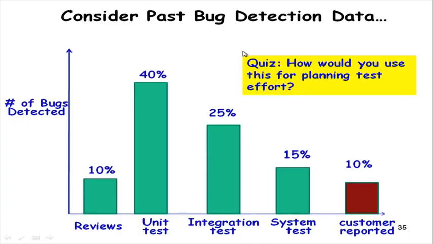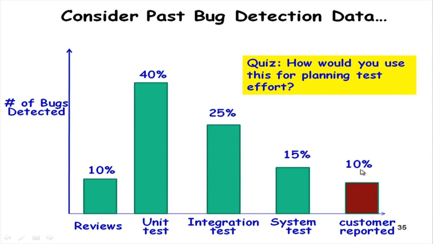Now, based on that, let me just ask this question: our past data indicates that reviews detect about 10% of the existing bugs. This is not a real situation, just an example: reviews detected about 10% of the bugs, unit testing exposed about 40% of the bugs, integration about 25%, system test 15%, and customers, finally, when the software was shipped to them, reported 10%.